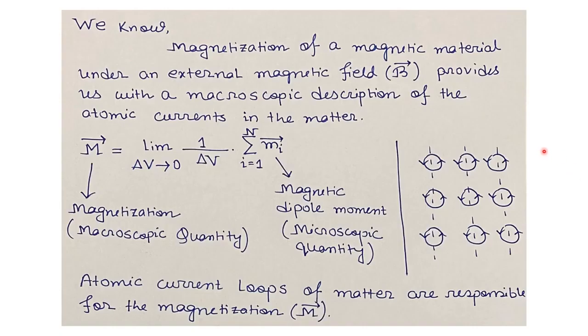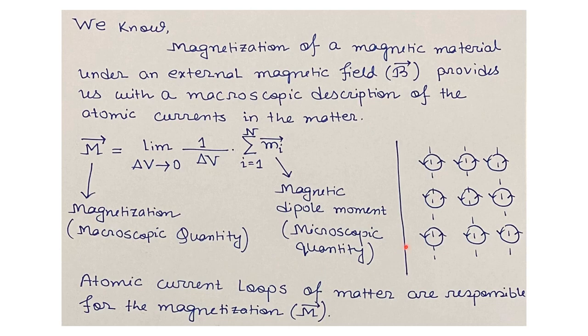Before going to the solution part, we will first recap some basics related to a magnetic material in a magnetic field. We know magnetization of a magnetic material, when it is kept under an external magnetic field B, provides us with a macroscopic description of the atomic currents in the matter. Mathematically, magnetization is defined as the summation over all the magnetic dipole moments of the matter divided by a volume element when the volume tends to 0.